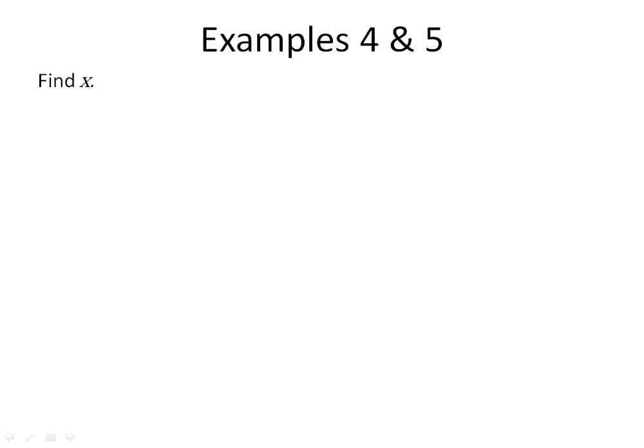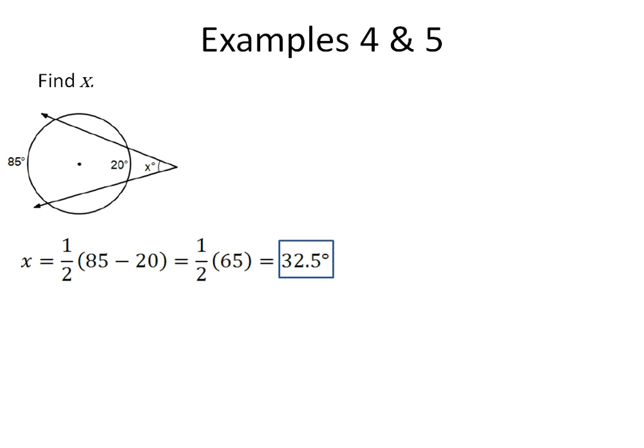Okay, so example 4, what they want us to do is find x where we have these two secants that intersect outside the circle. They're telling us that the far arc is 85 degrees, the near arc is 20 degrees, so we're going to subtract them. 85 minus 20 gives us 65, and half of that is going to give us 32.5 degrees for x.